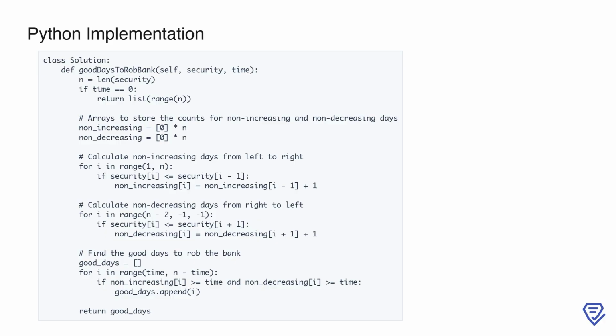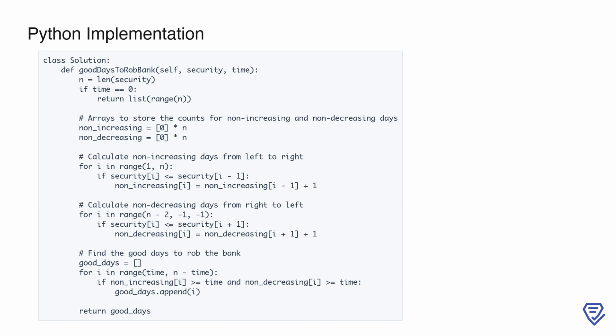This solution efficiently calculates the good days to rob the bank using 2 auxiliary arrays, non-increasing and non-decreasing. The input security represents the daily security levels, and time specifies the minimum number of days to check before and after a given day. First, we handle the edge case where time is 0. In such cases, all days are considered good days, and we return a list of all indices.